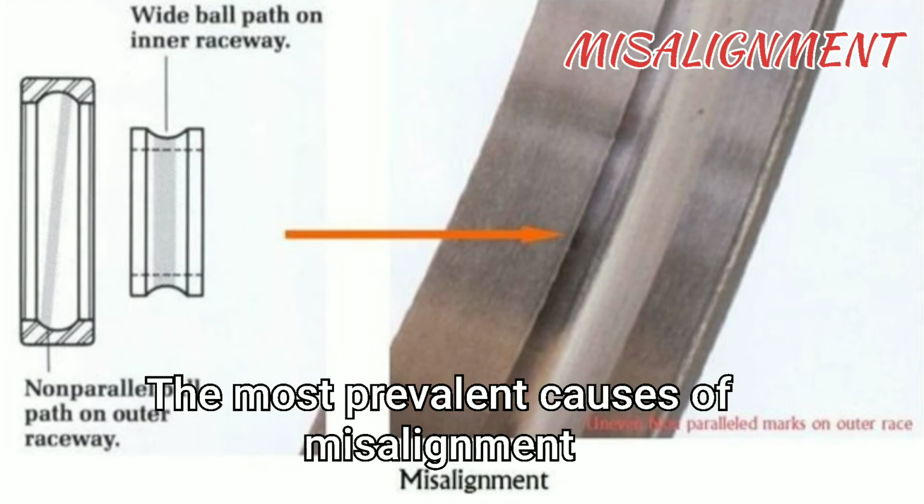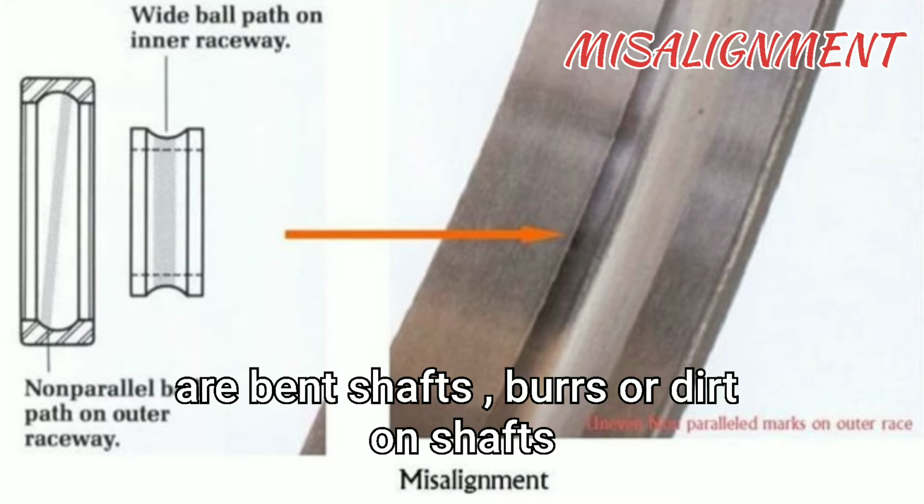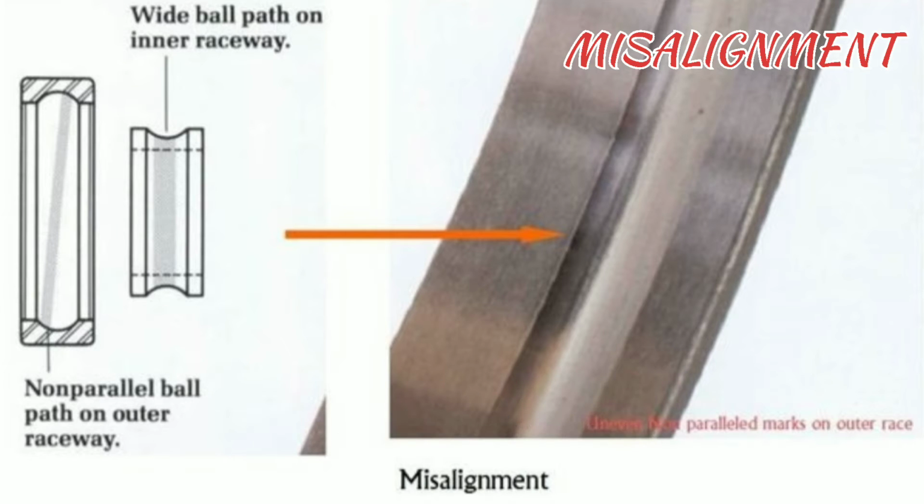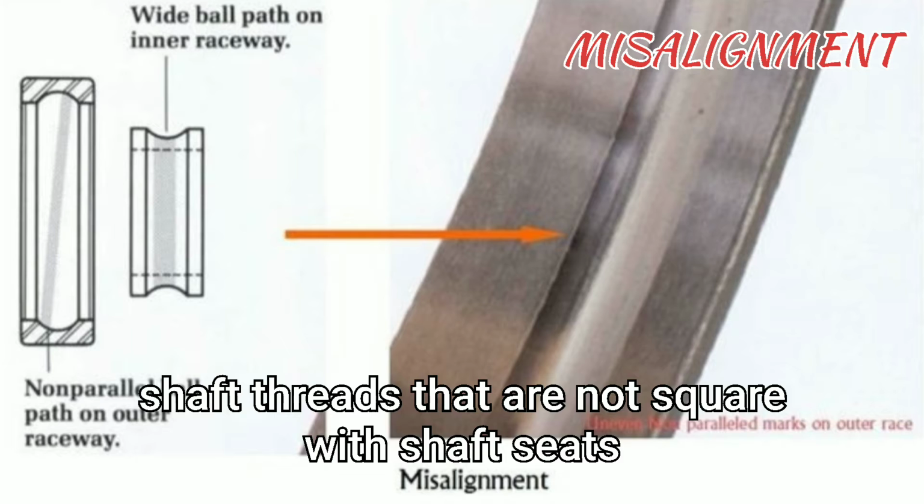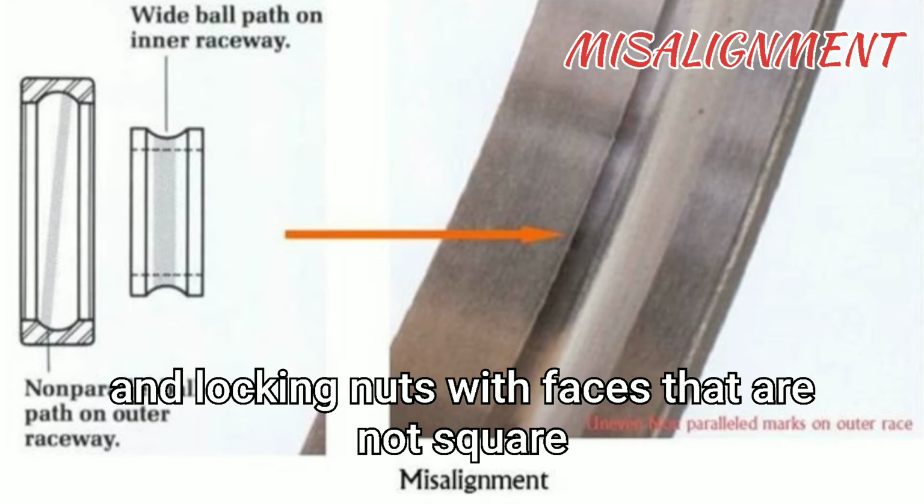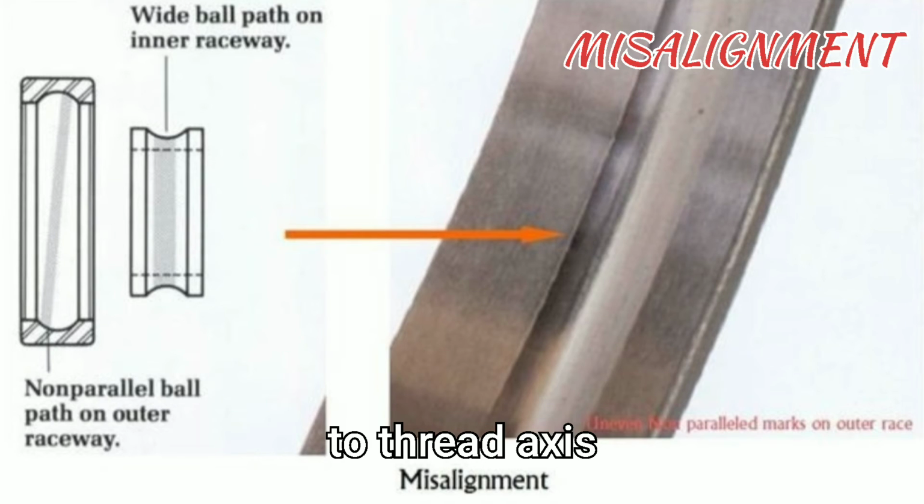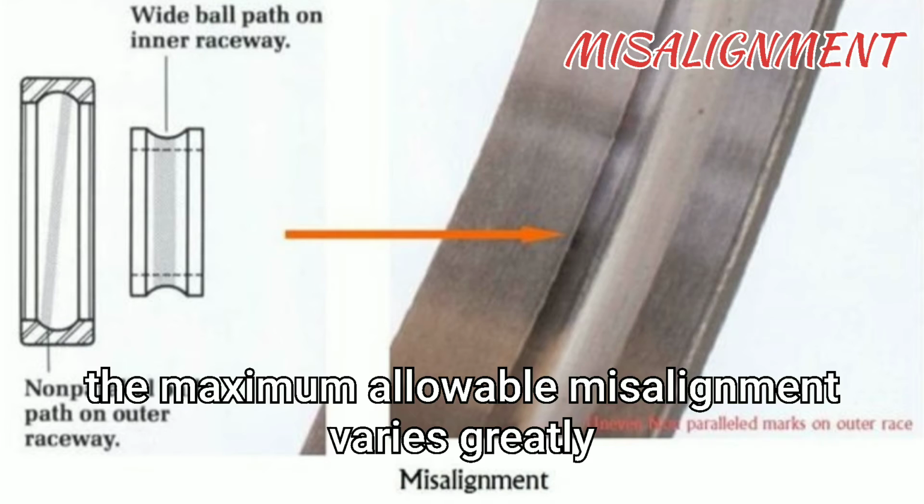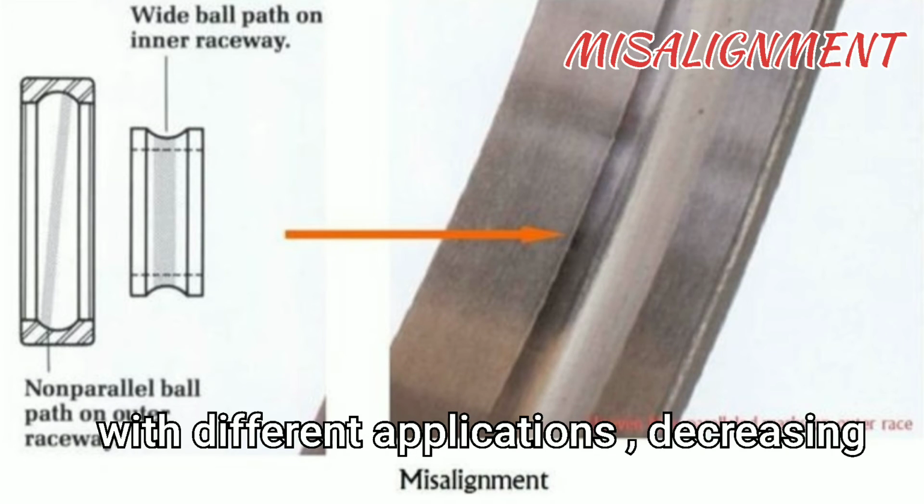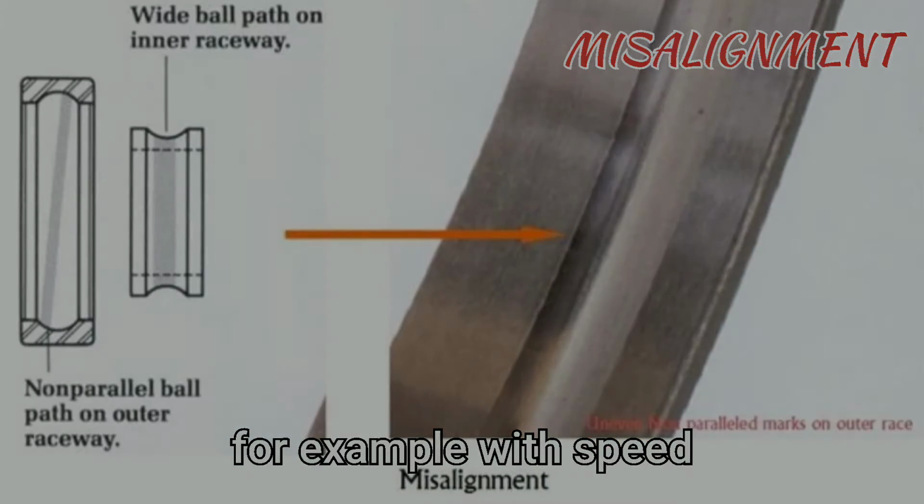The most prevalent causes of misalignment are bent shafts, burrs, or dirt on shaft or housing shoulders, shaft threads that are not square with shaft seats, and locking nuts with faces that are not square to the thread axis. The maximum allowable misalignment varies greatly with different applications, decreasing for example with speed.